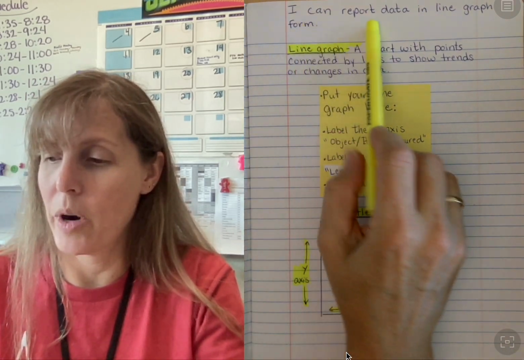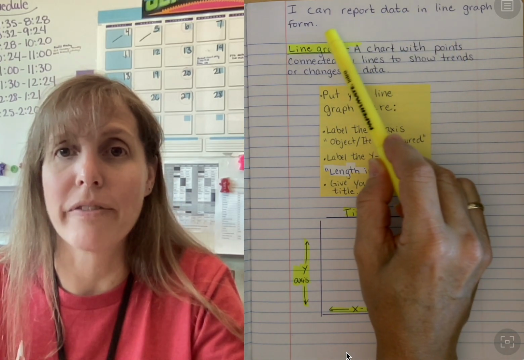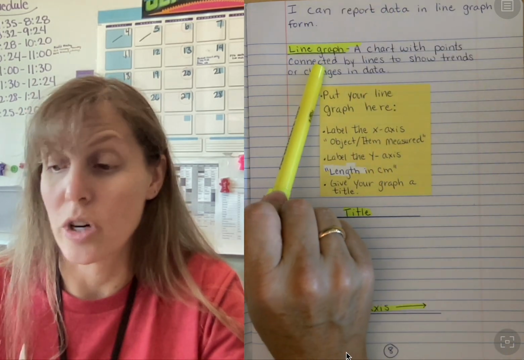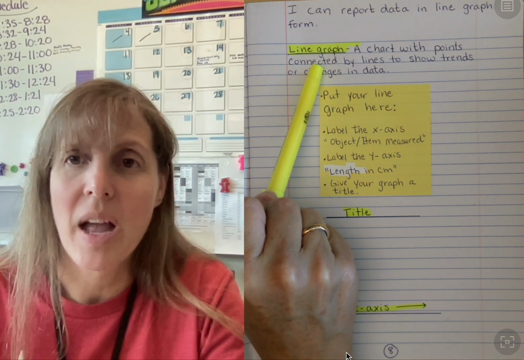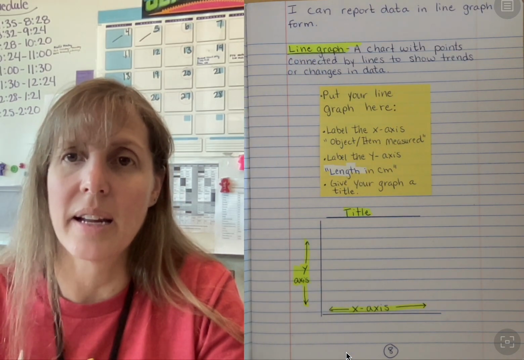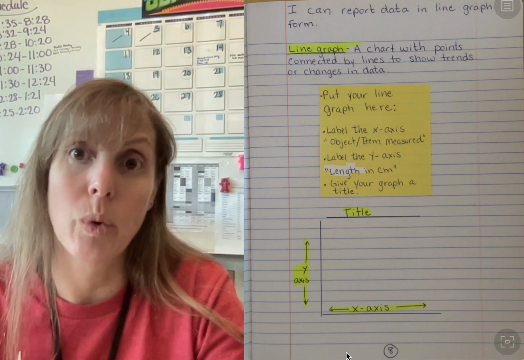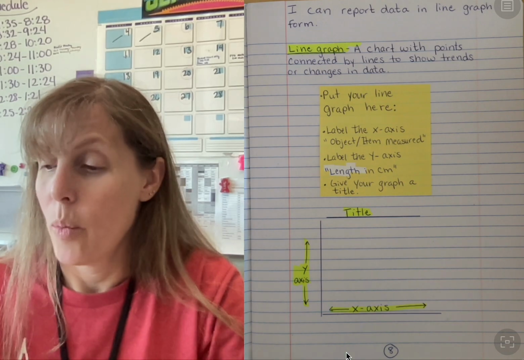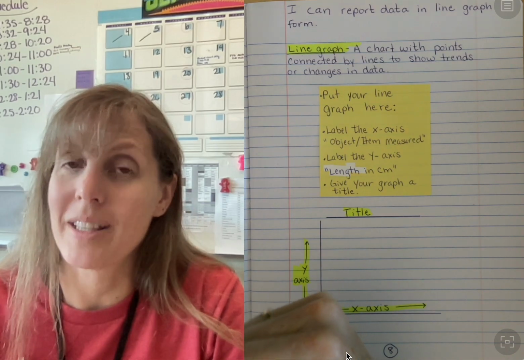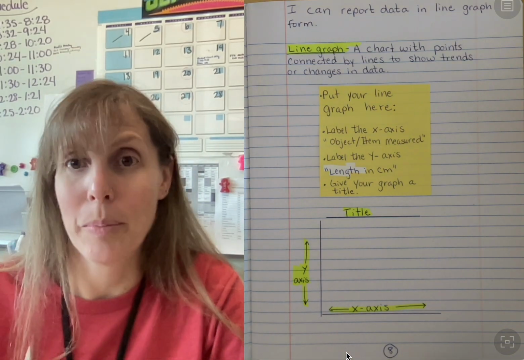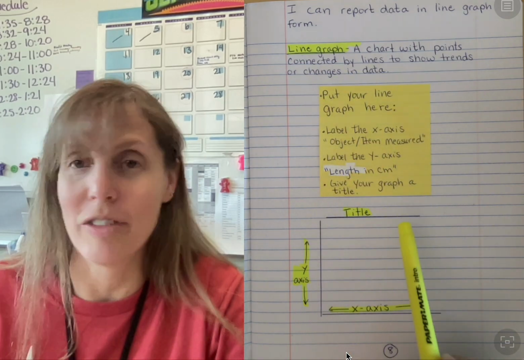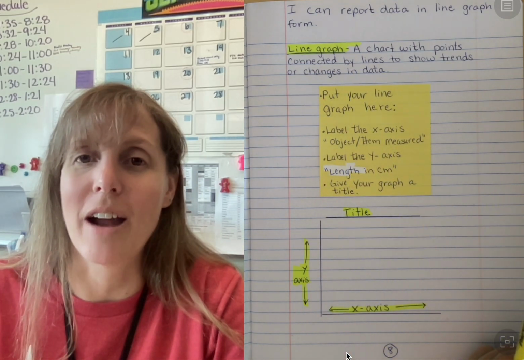says I can report data in a line graph form. Okay, so our term is line graph. Say it with me, line graph. A line graph is a chart with points connected by lines to show trends or changes in data. Once you build your line graph with the same data that you had on page 7, you're going to bring it to me and I'll give you a hard copy of what your line graph should look like.